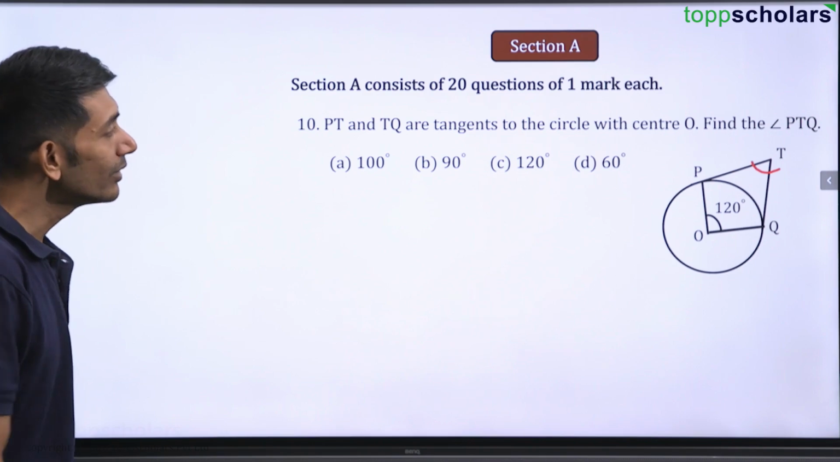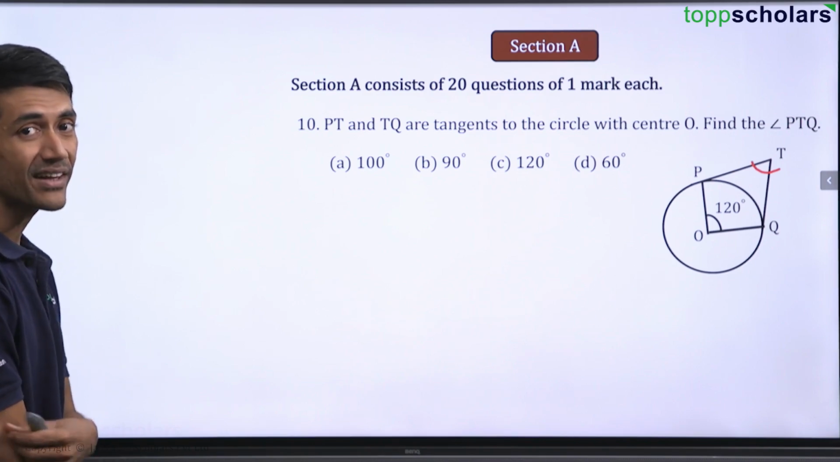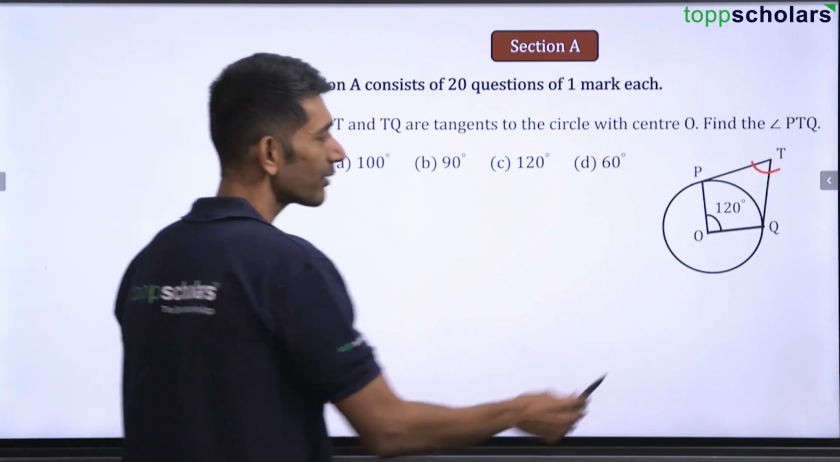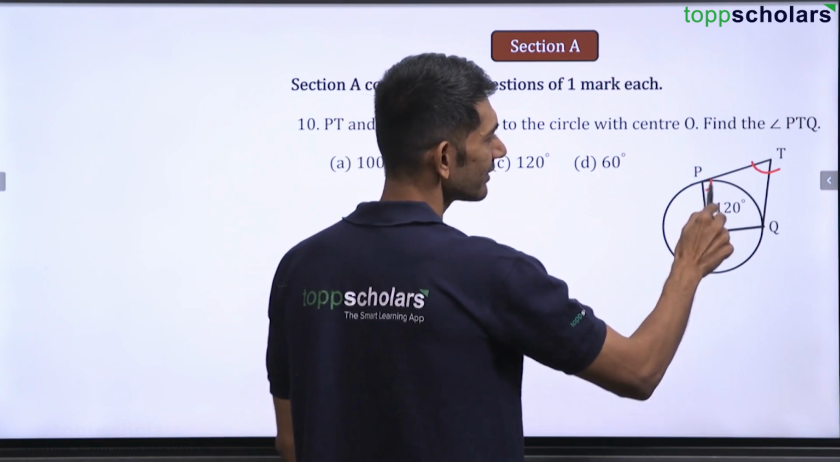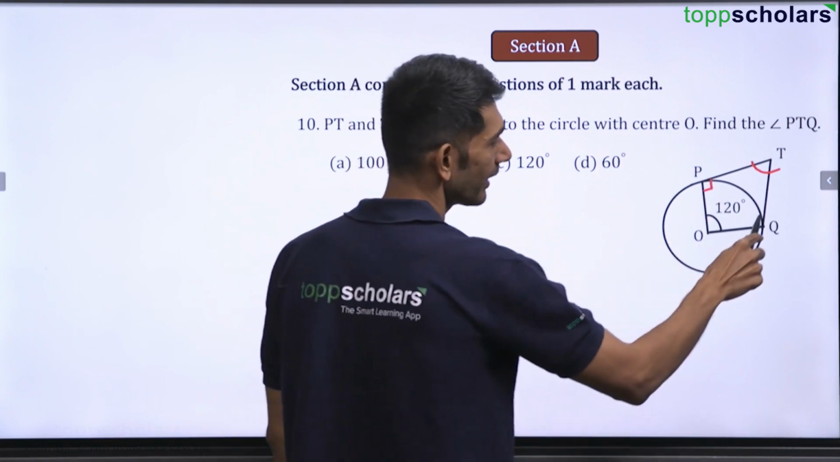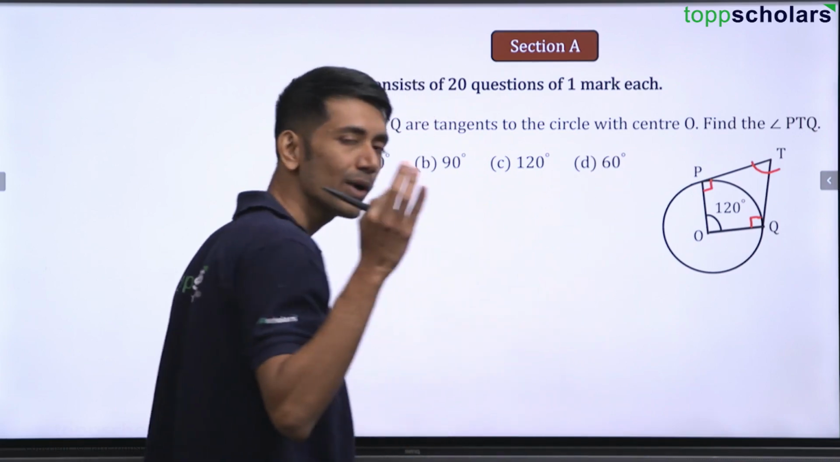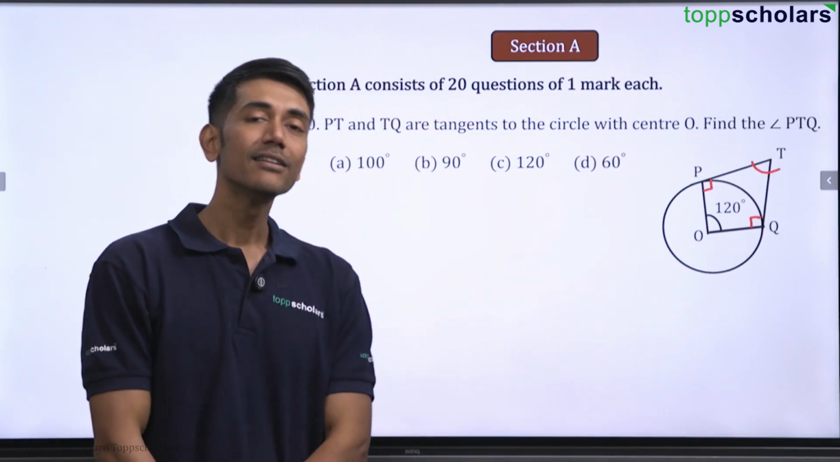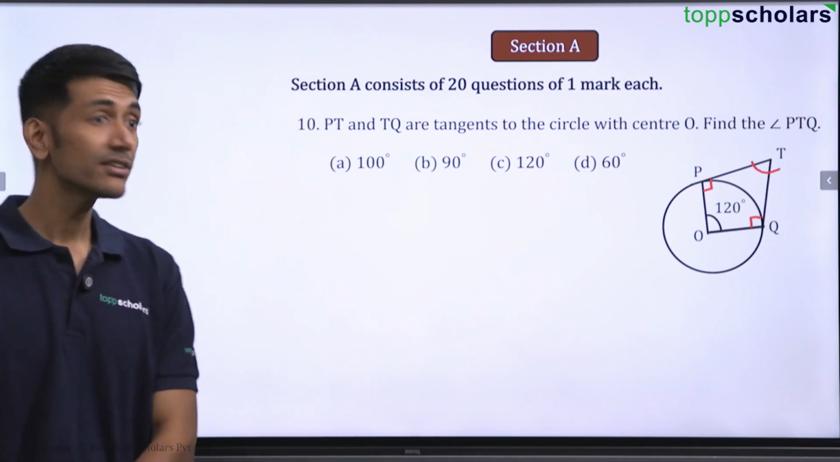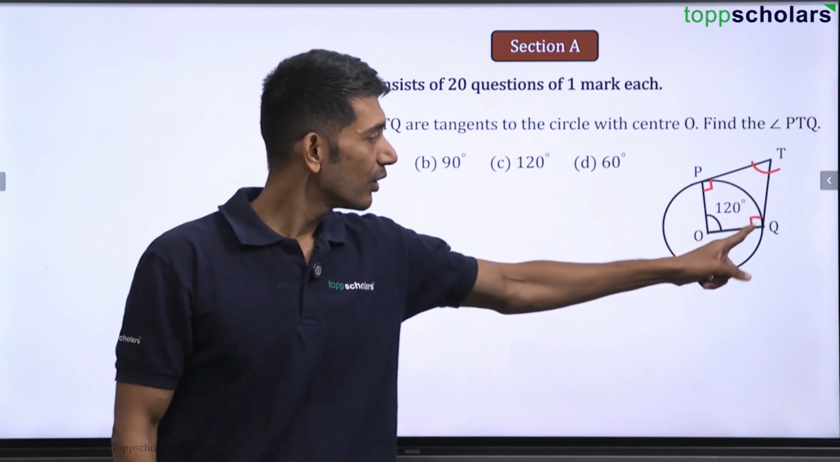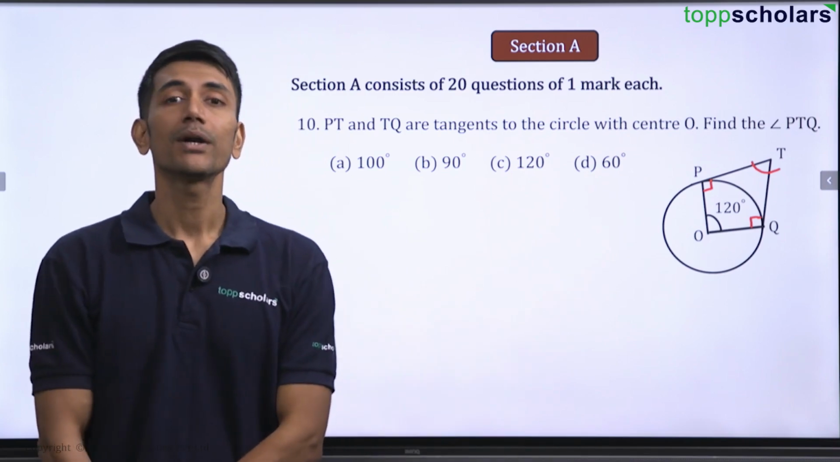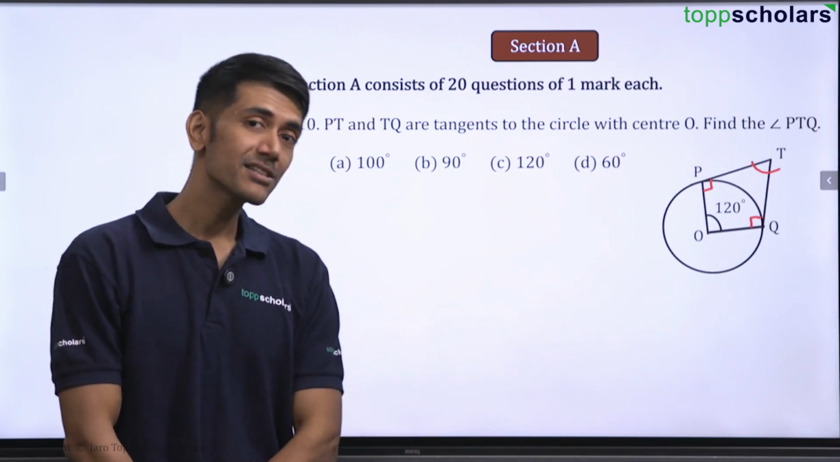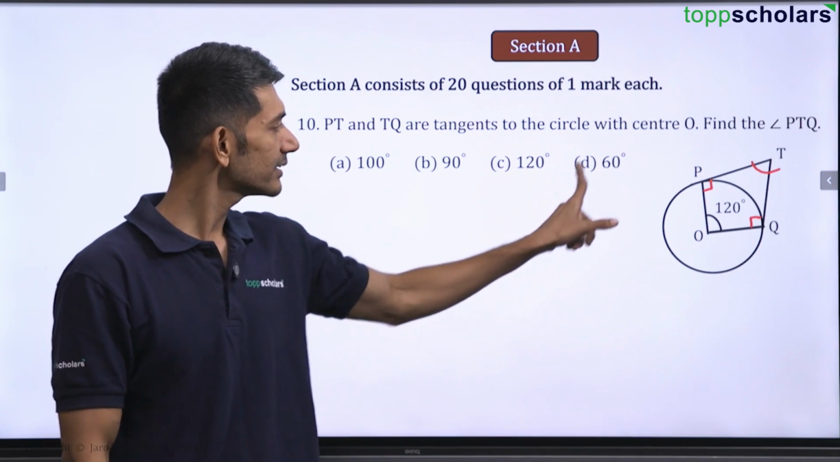Now you already know what is the relation between the tangent and the radius. Radius and tangent are perpendicular to each other. So can I say this is 90? Yes. Can I say this is 90? Yes. Now you have 3 angles. You can apply angle sum property of a quadrilateral. Sum of all angles of a quadrilateral is 360. 90 plus 90, 180. 180 plus 120, 300. 360 minus 300, 60. 60 is the correct answer.